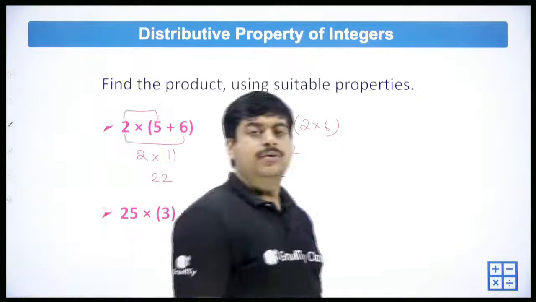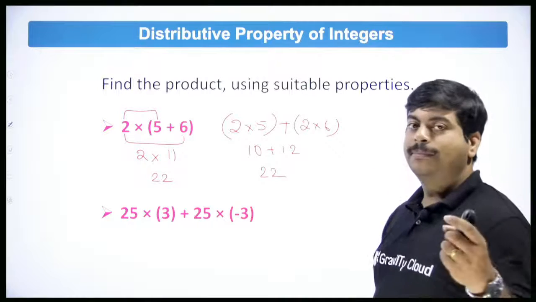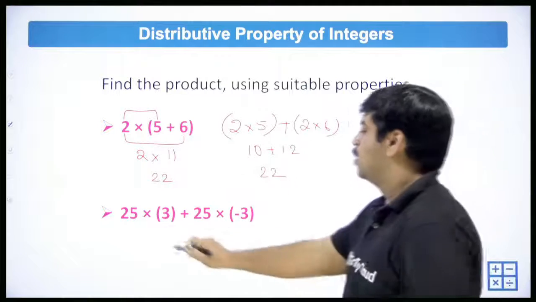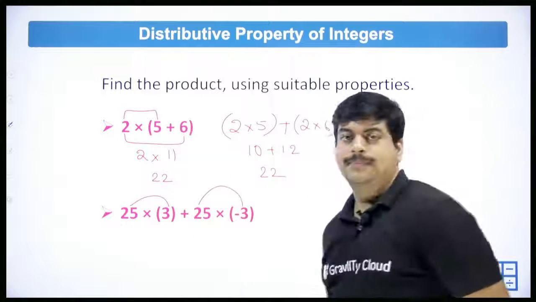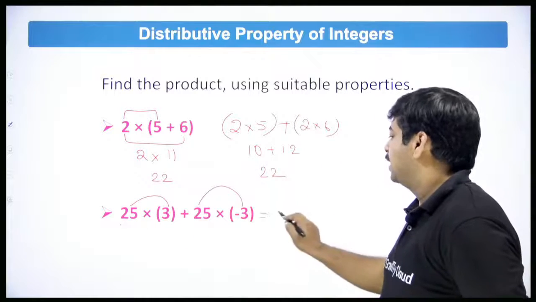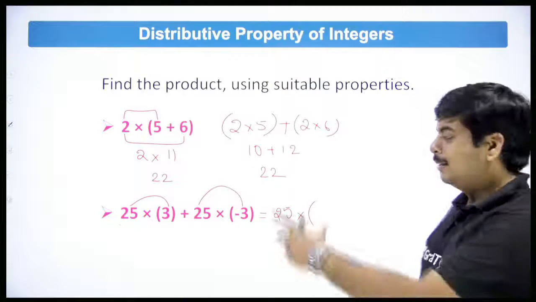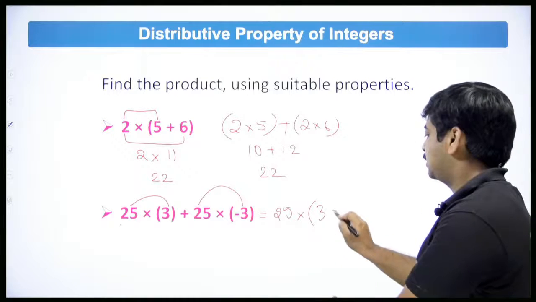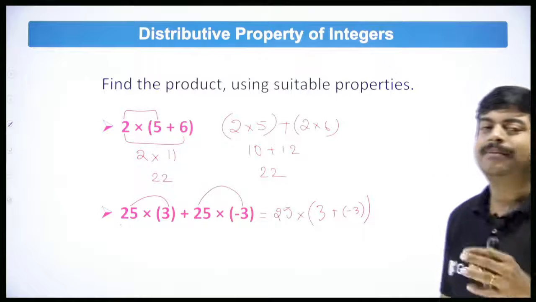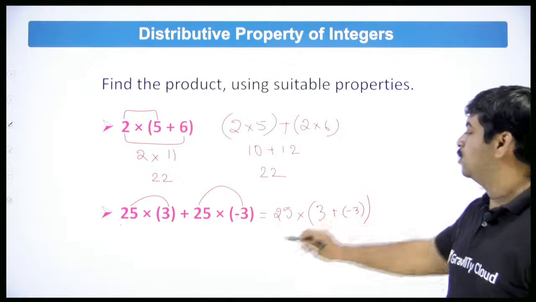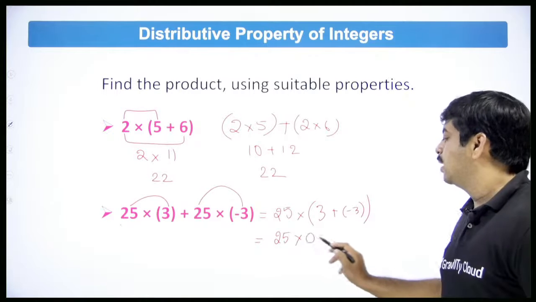The same way we can also go for the next one. What is that? 25 into 3 and 25 into minus 3. It is again the reverse way. 25 we are distributing to 3 as well as 25 we are distributing to minus 3. So using the distributive property, I can write that as 25 multiplied by both the numbers, 3 plus minus 3. So what is 3 minus 3? 3 minus 3 is 0, so 25 into 0. 25 into 0 will give you the answer as 0.